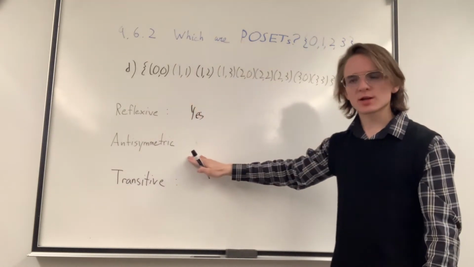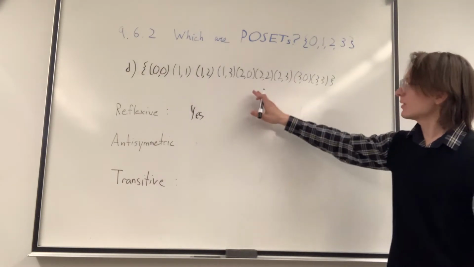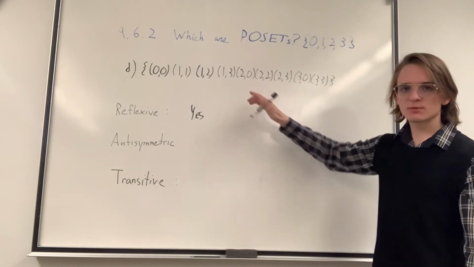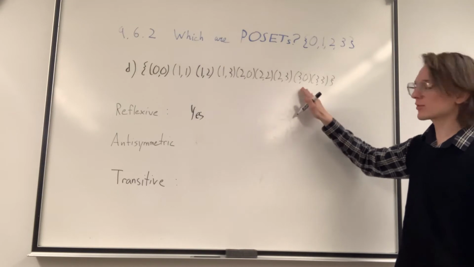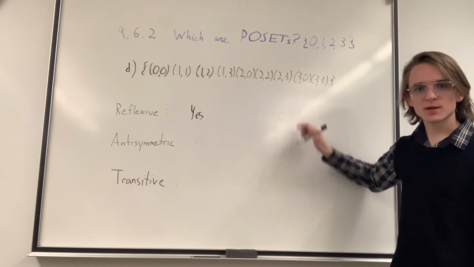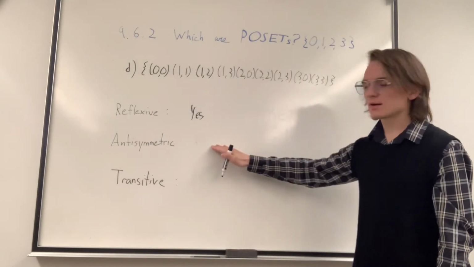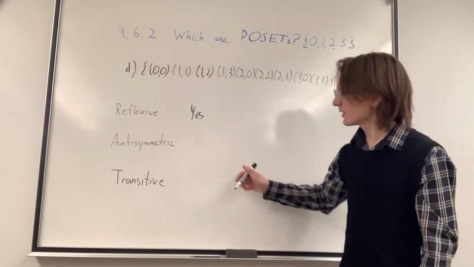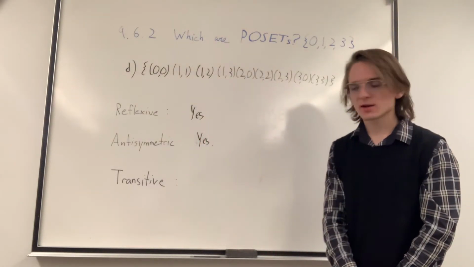Is it antisymmetric? Well, we have 1, 2, and we do not have 2, 1. We have 1, 3, we do not have 3, 1. We have 2, 0, and there is no 0, 2. We have 2, 3, there's no 3, 2, and we have 3, 0, and there's no 0, 3. So there are no symmetric pairings. Therefore, antisymmetry does in fact hold.